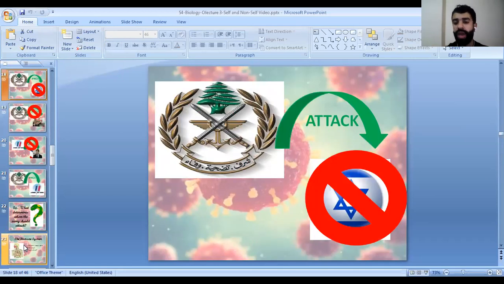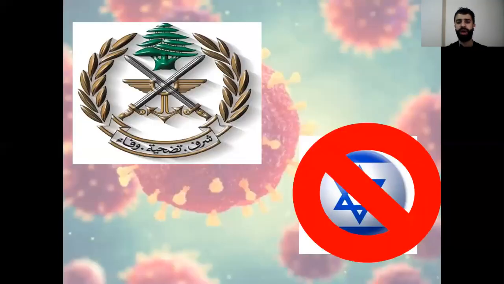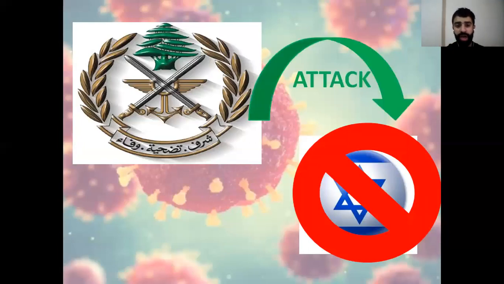Here we have the Lebanese army and the Israeli army. The Israeli army is considered foreign. So the Lebanese army will attack them, because they are foreign to our country. They don't belong to Lebanon. We are the Lebanese army, and they are the Israeli army. So the Lebanese army will attack them.